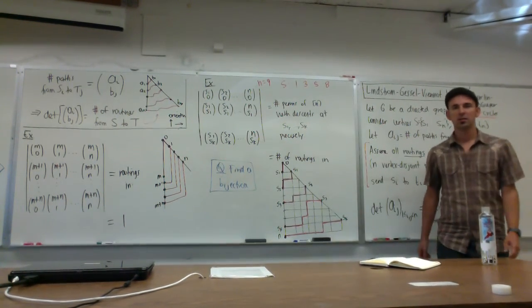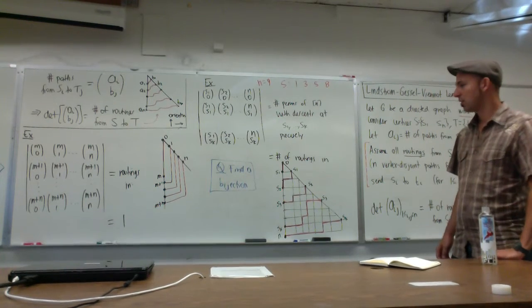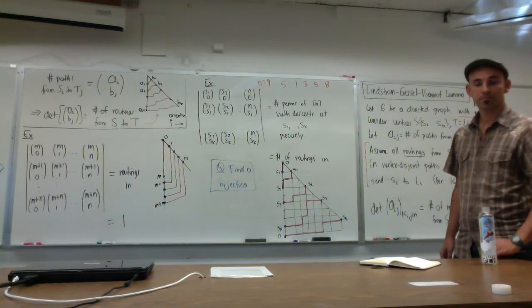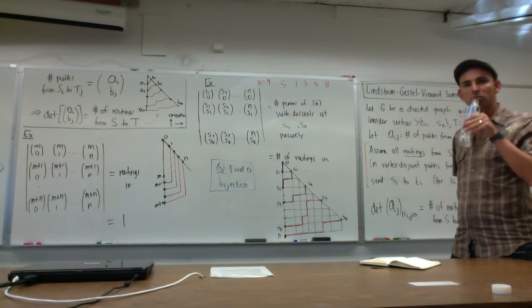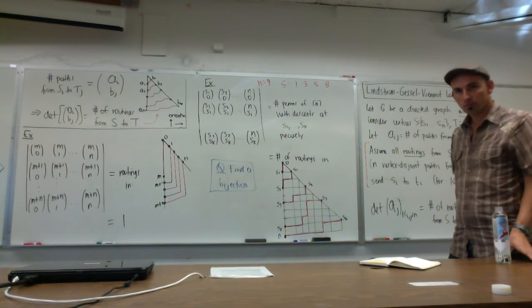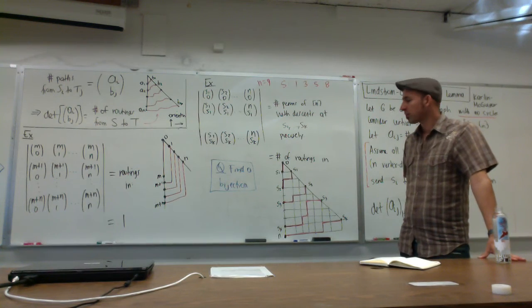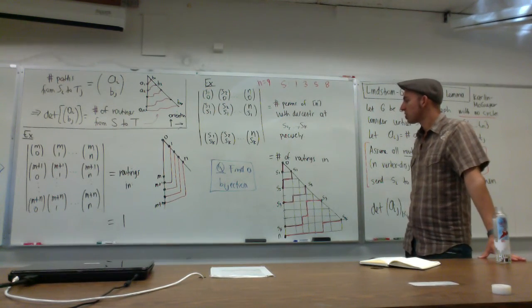Question? Just curious for that question. Earlier when you were doing this stuff, you said each path corresponded to a permutation. You were doing the determinant. Is that kind of like maybe permutation? Oh, I see your question.